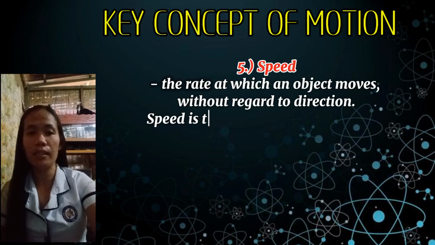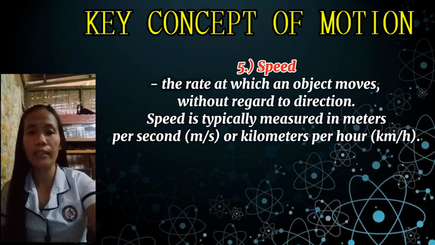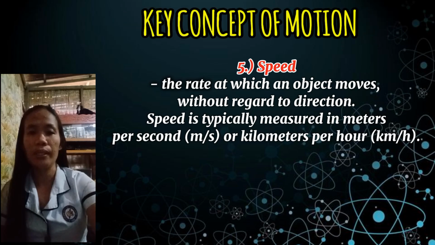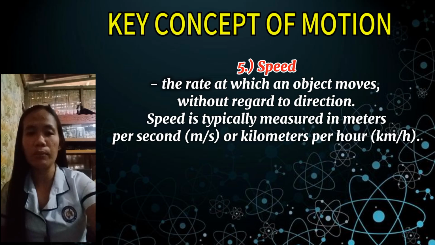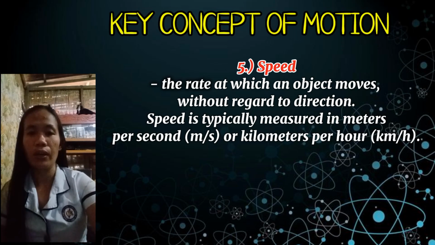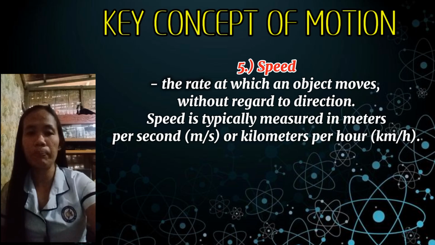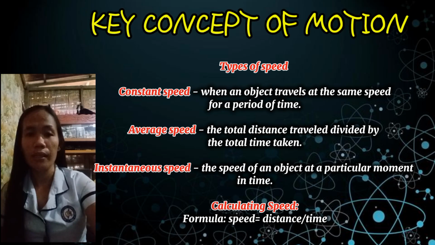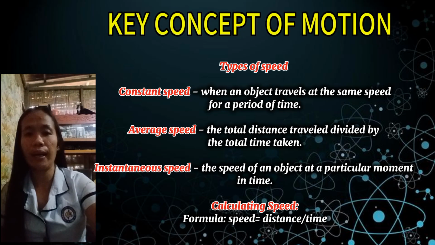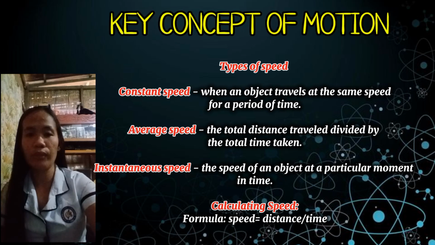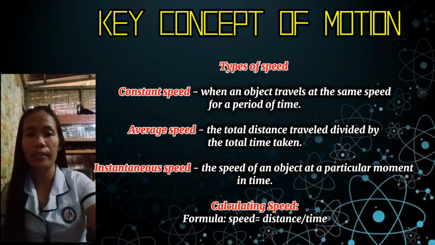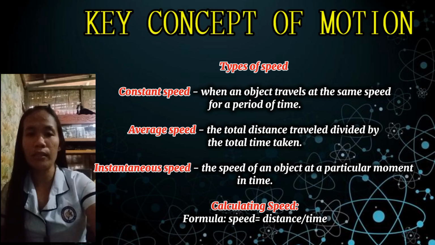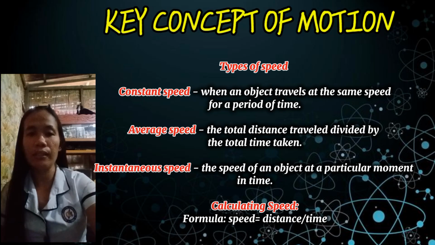Number 5 is speed. The rate at which an object moves without regard to direction. Speed is typically measured in meters per second or kilometers per hour. Types of speed: constant speed, when an object travels at the same speed for a period of time. Average speed, the total distance traveled divided by the total time taken. Instantaneous speed, the speed of an object at a particular moment in time.